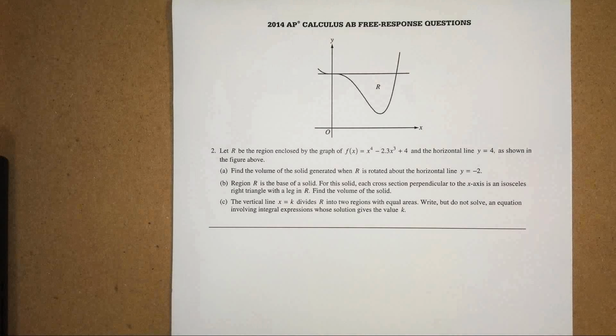So when you see this question, you don't freak out because this is simple. It's all about being able to understand the formulas that you have to work with in order to actually solve this. It says, let R be the region enclosed by the graph of f of x and the horizontal line y equals 4, as shown in the figure above. Part A says, find the volume of the solid generated when R is rotated about the horizontal line y equals -2. Well, you have to look for keywords.